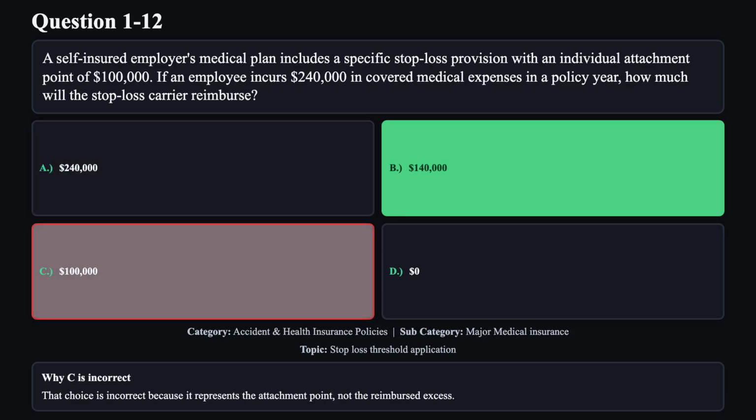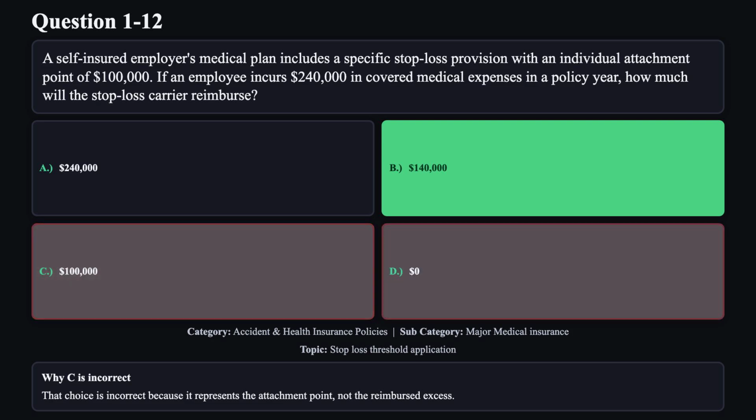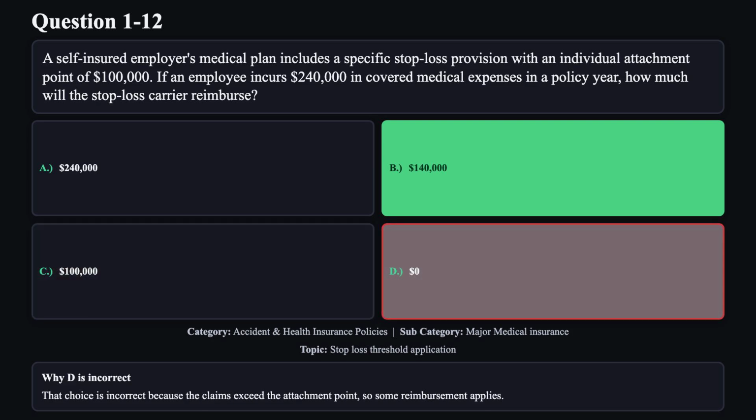Reason C is not correct. That choice is incorrect because it represents the attachment point, not the reimbursed excess. Reason D is not correct. That choice is incorrect because the claims exceed the attachment point, so some reimbursement applies.